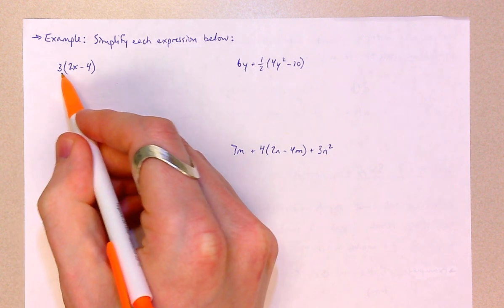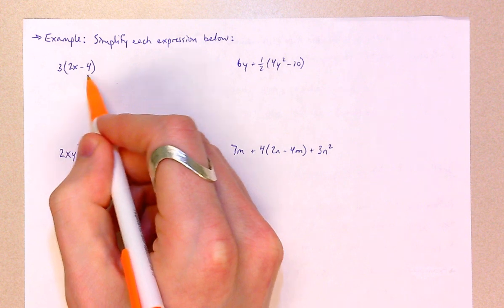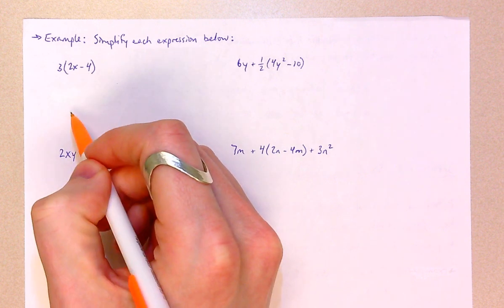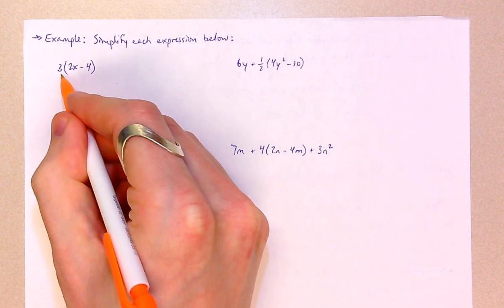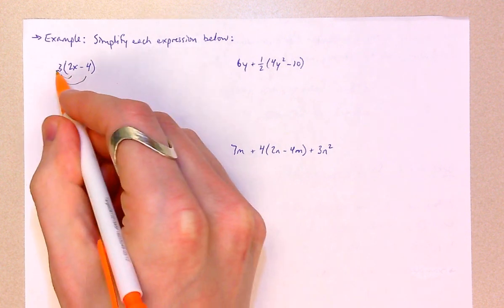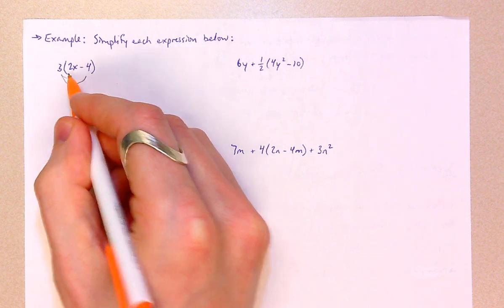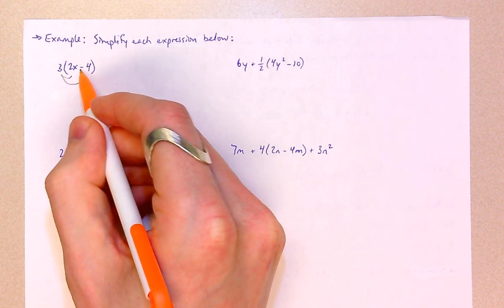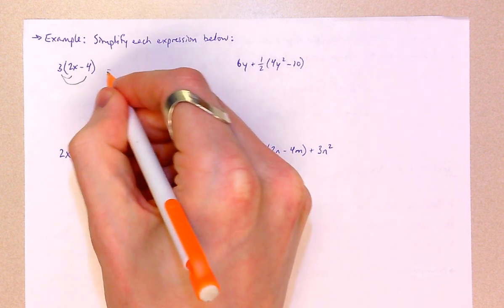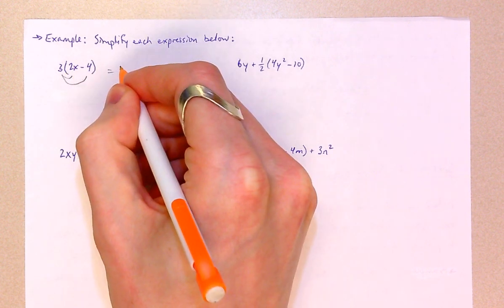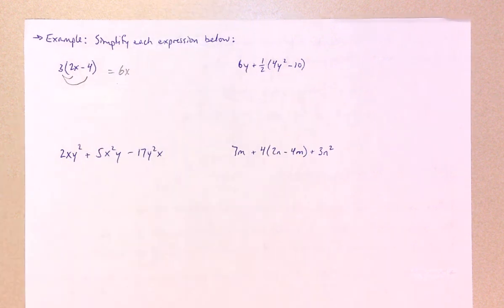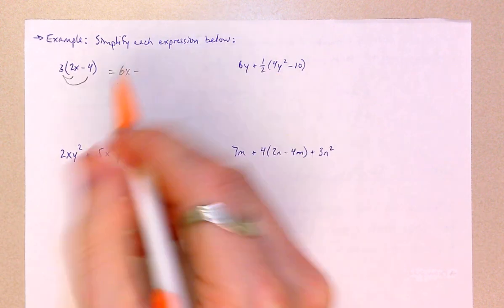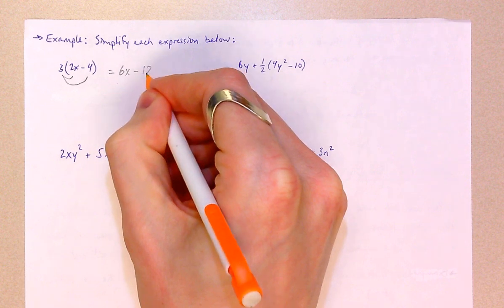Well, we have a number times the difference of two things. Think back to the previous video. We can use the distributive property to multiply this 3 into each of these two terms separately, and then we're going to take the difference of that product. So I have the 3 times the 2x, which is 6x. The 3 and the 2 obviously multiply out to 6. And then I have minus the 3 times the 4, which is 12.